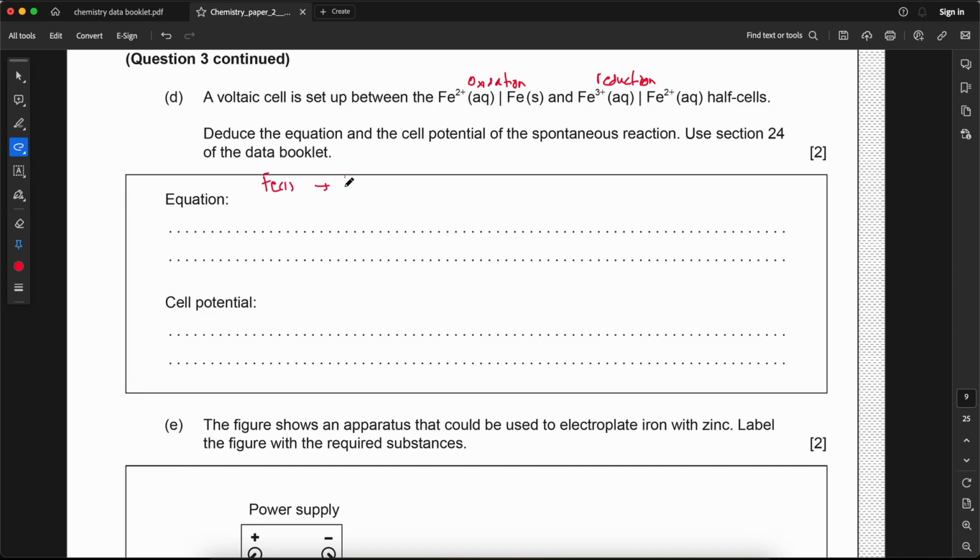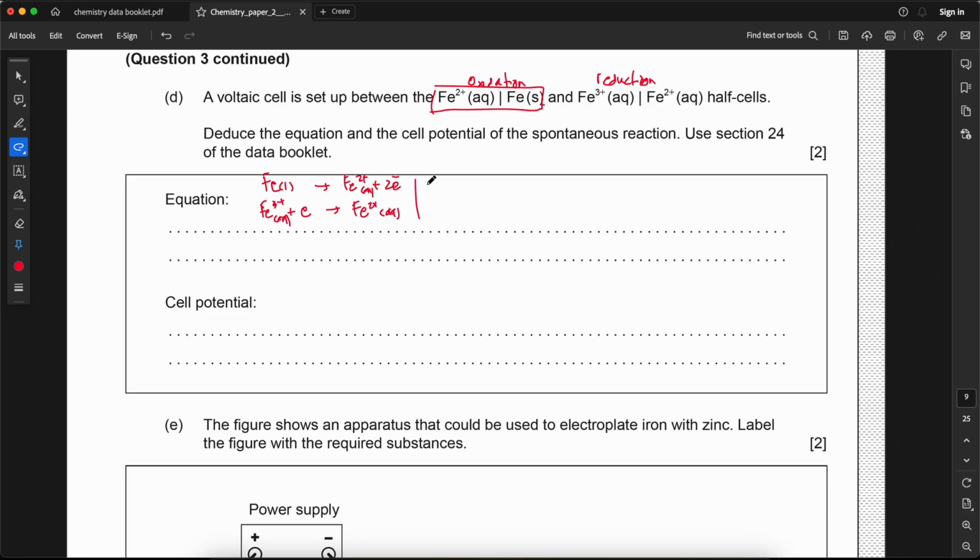Fe(s) becomes Fe2+ plus 2 electrons, because it is oxidation. Oxidation loses electrons, so that's why we start with Fe(s). The second one, Fe3+ to Fe2+, is a reduction, so gain electron. Therefore, it will be Fe3+ plus 1 electron becomes Fe2+ aqueous.